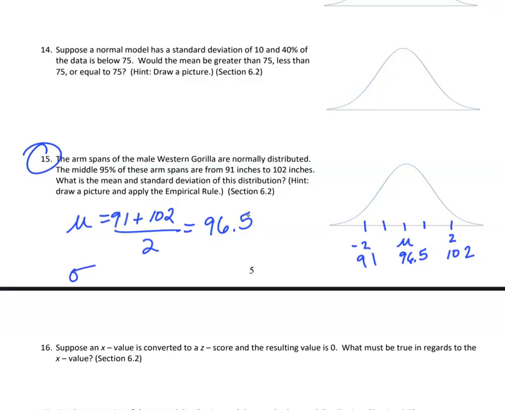To get sigma, the standard deviation, the video is going to cut me off, so let me finish this in part 3. I'll see you in just a moment.